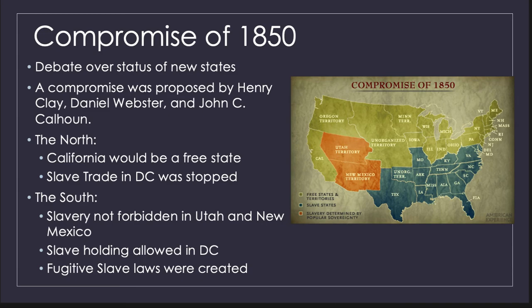These fugitive slave laws are going to anger the North, increasing the tensions between the North and the South. And some historians will argue that because of the fugitive slave laws and the refusal of the North in a lot of cases to follow the fugitive slave laws, and the South resenting those that don't follow the fugitive slave laws, tensions increase and this compromise is even less successful than the Missouri Compromise.